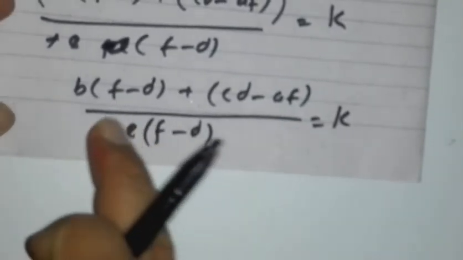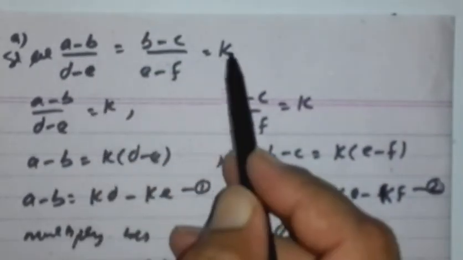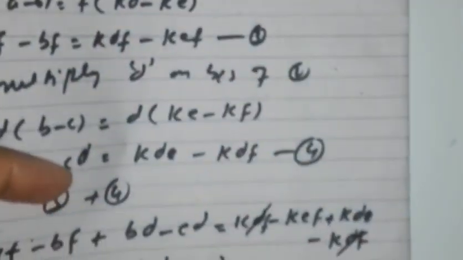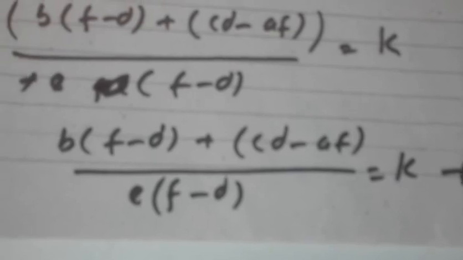Now look, this is equal to k, and we have supposed that this is equal to k. Say this is a and this is b. From a and b we have proved the required result, that this is equal to this. Yes, we have supposed that a minus b over d minus e equals to b minus c over e minus f equals to k, and we have proved that this is also equal to k. So from a and b both are equal, as we had to prove.